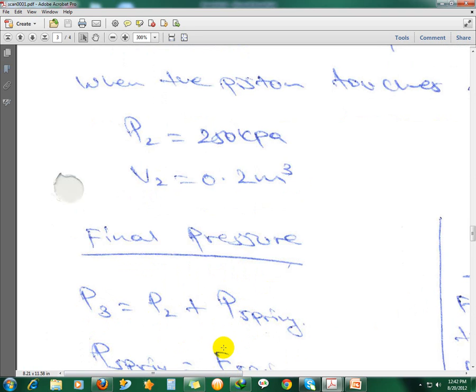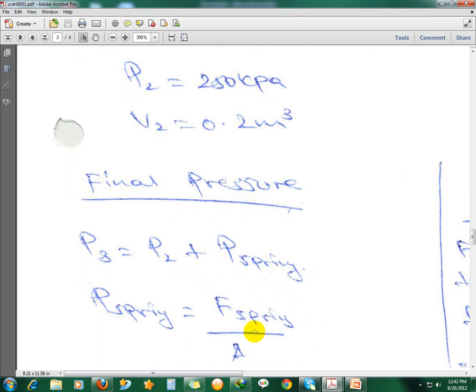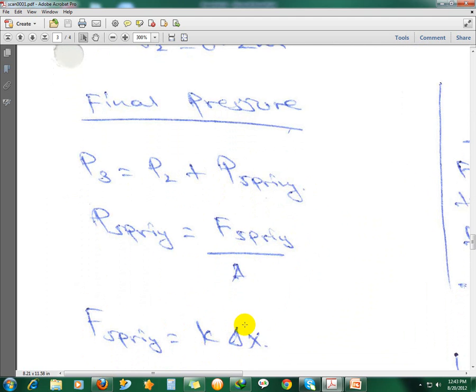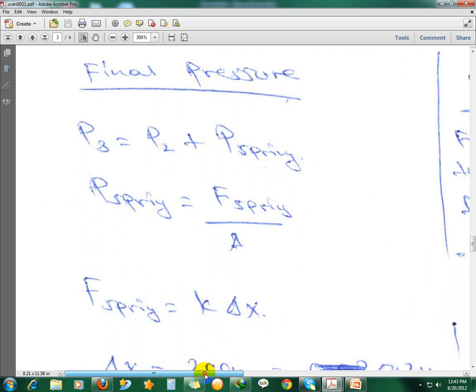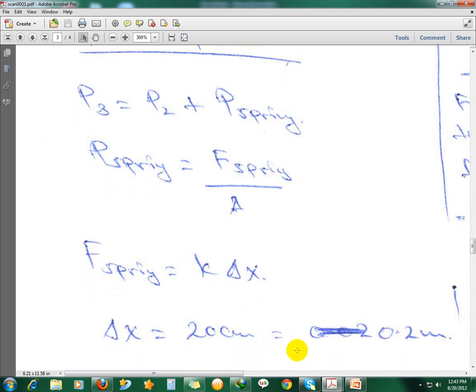So pressure 1 and pressure 2 are the same because it's a constant pressure process. So pressure 3 is equal to pressure 2 plus pressure due to the spring, and pressure of spring is equal to force of spring over area, and force of spring is equal to stiffness times change in X. Okay, and so we have the value of K and change in X. Change in X is equal to 20 centimeter, the additional distance the piston moved upward, and it's equivalent to 0.2 meter.